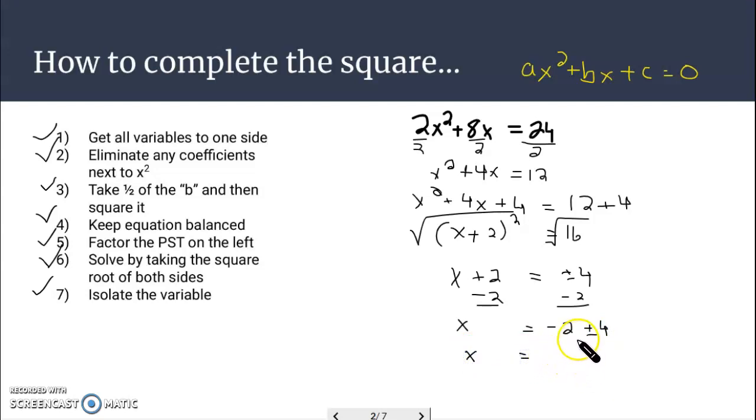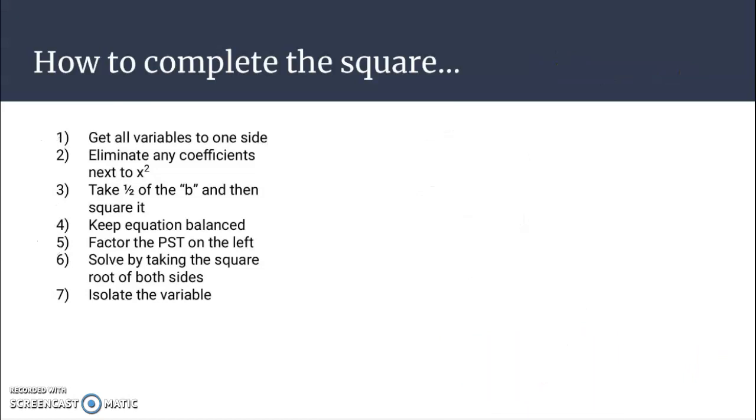x equals negative 2 plus 4, which is a 2. And x equals negative 2 minus 4, which is a negative 6. 2 answers here for x, 2 or negative 6. And that's how you complete the square. Now let's do a few examples just leading up to that.